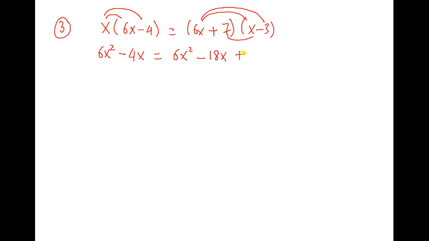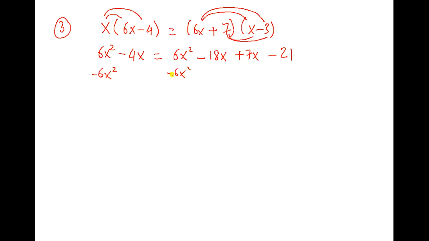7 times x is 7x, and then 7 times minus 3, that is minus 21. Now it's time for combining the like terms. I have 6x squared and I have 6x squared here. They are the same on both sides, so go ahead and subtract all of them.